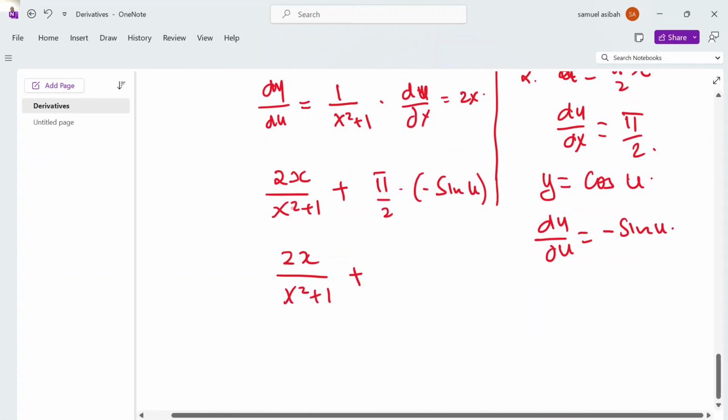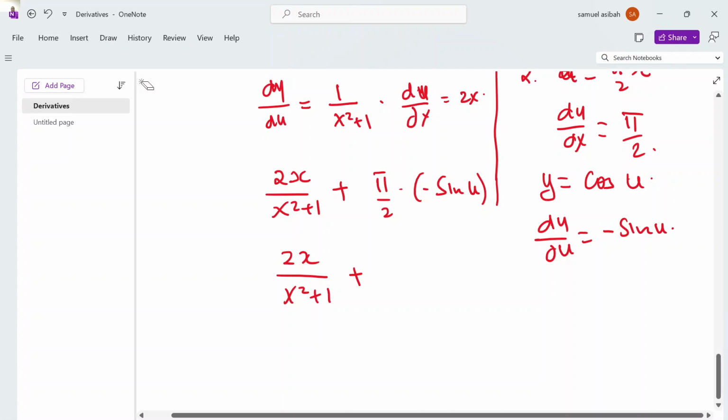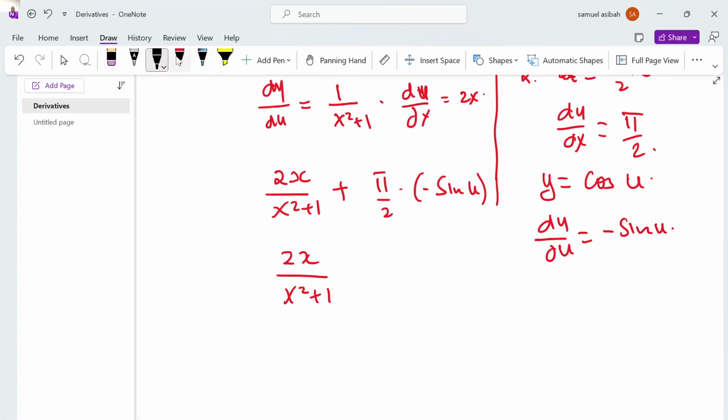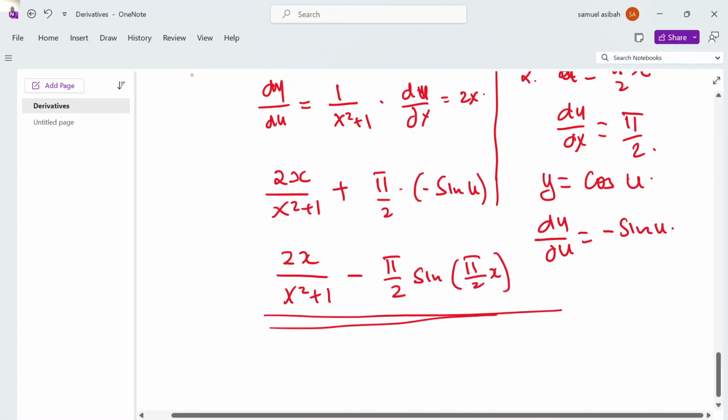Then you say plus, now this one will be a minus here, so we just go straight and have our minus because of this. So minus pi over 2, which is a constant, sine u, and sine u we said it is pi over 2x. And that is your solution.